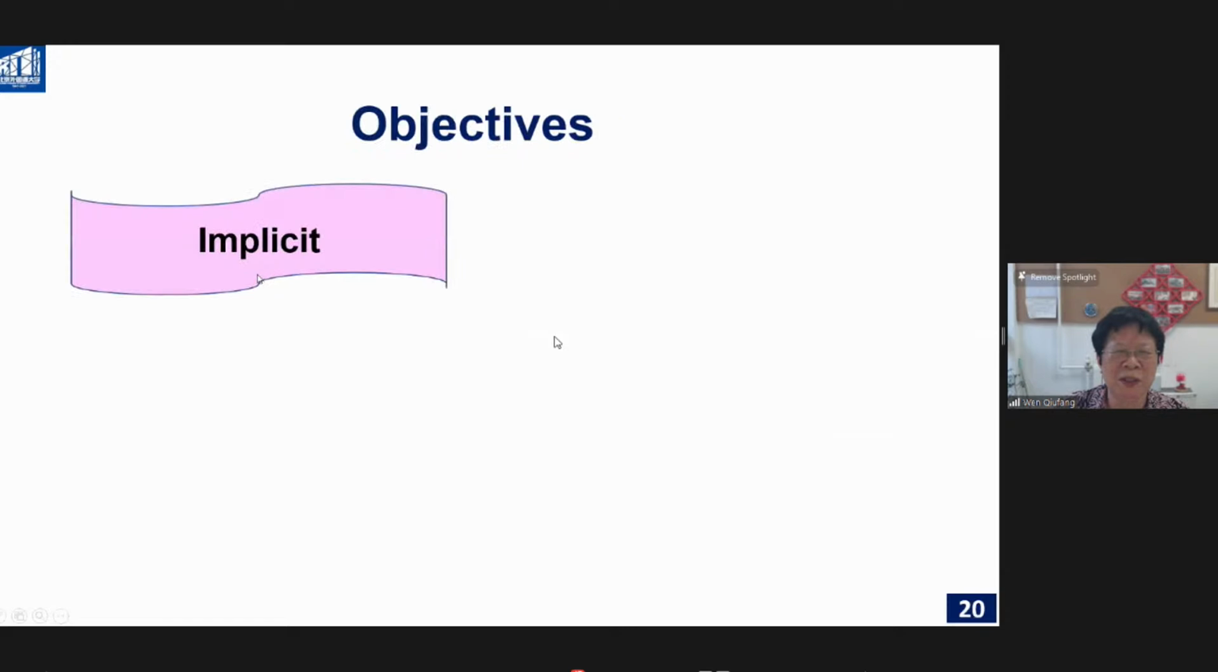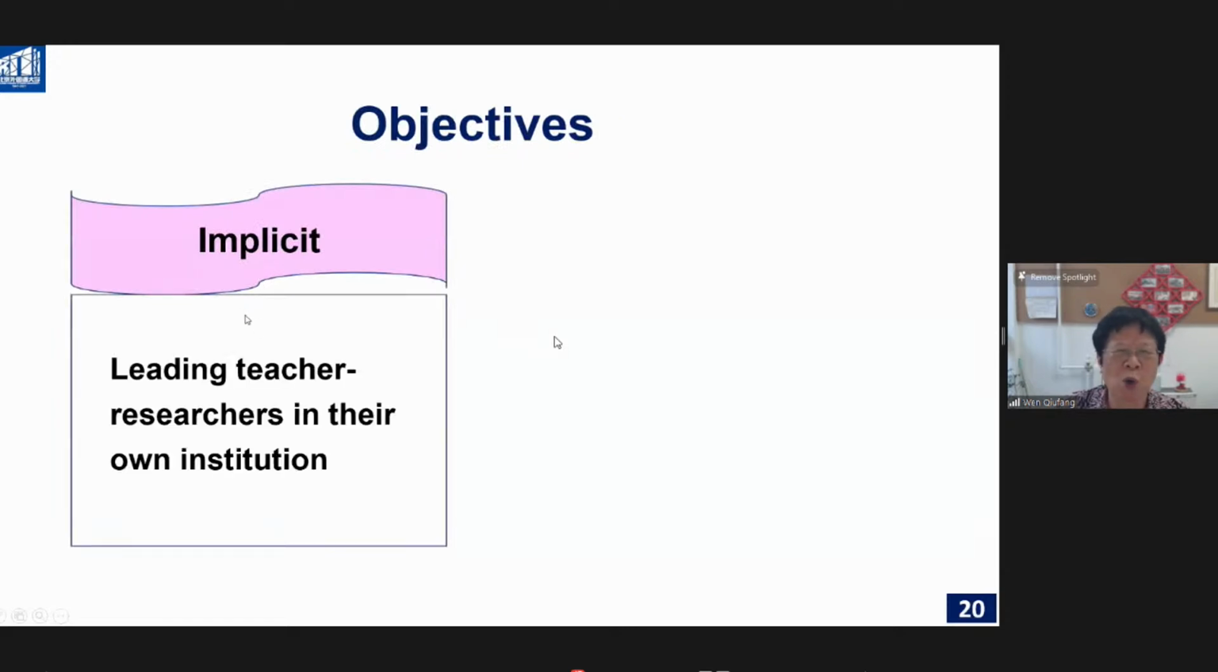Now, for the implicit objective, because it is a long-term objective, we hope all the CC members, eventually they can become leading teacher researchers in their own institutions.